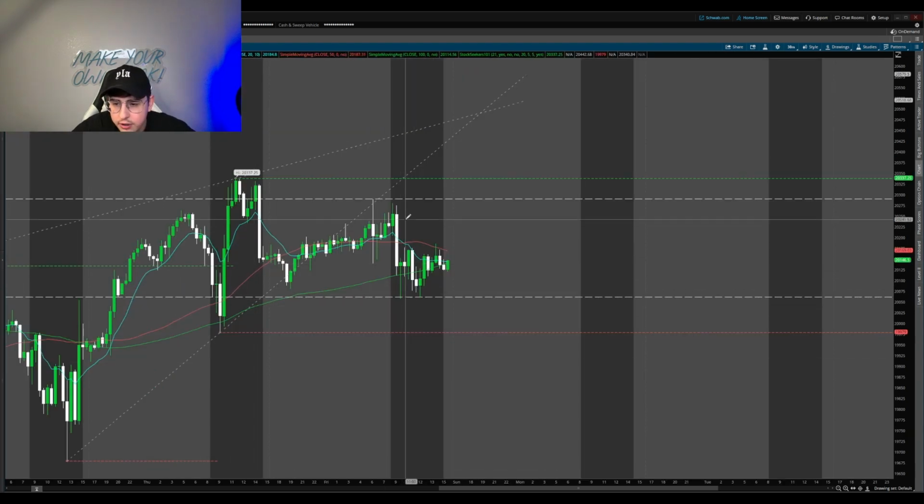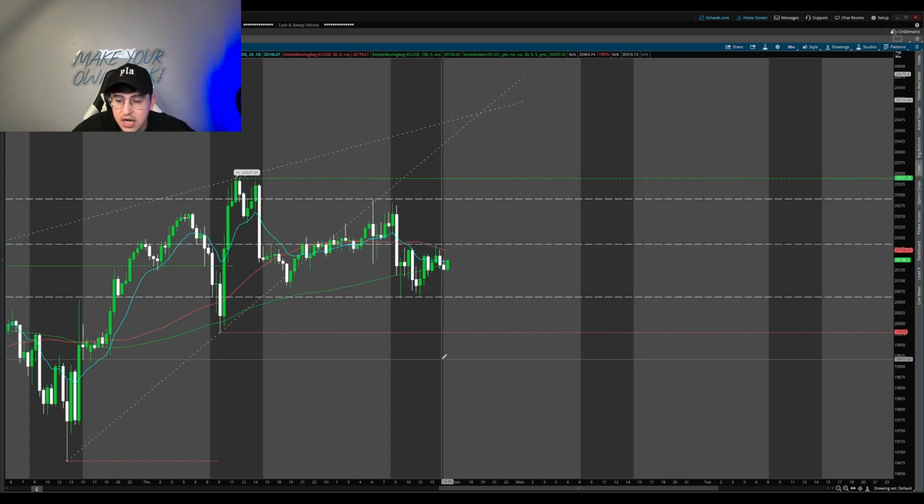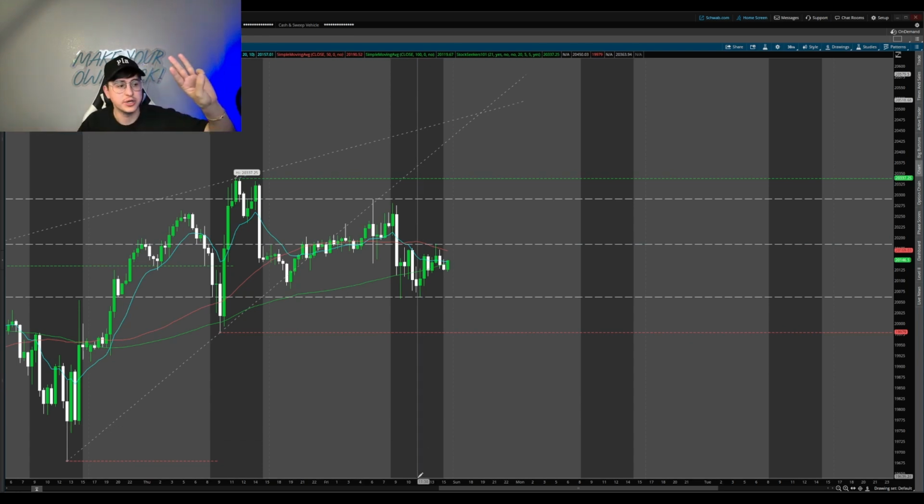We have support here. We have resistance here. We actually have another level of resistance right here as so. So this can actually tell us how we want to trade this. And there are 3 ways that I see that we can trade this. Trade number 1, identify the trend.